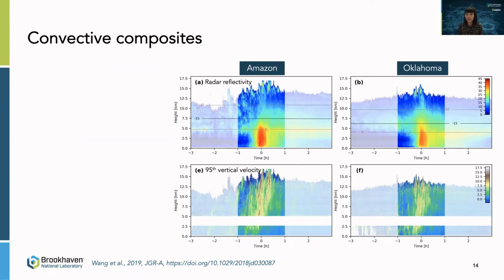We are also interested in the general structures of the MCS. So we also did a composite in a similar way as we did for the surface variables. Here on the top panel, you have radar refractivity, and on the bottom, you have the 90th percentile vertical velocity. Amazon cases are on the left, Oklahoma cases on the right. And time zero here indicates the timing of the maximum rainfall rate.